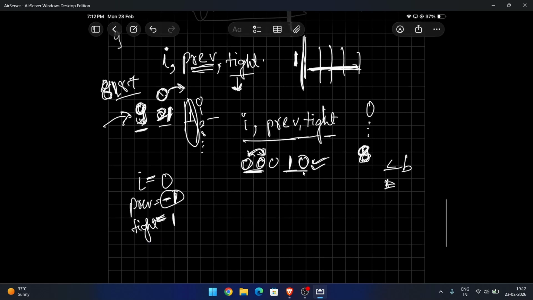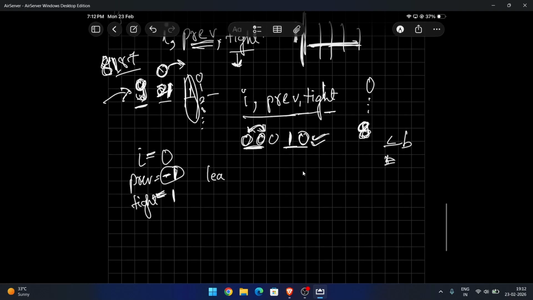So for this condition, we have to add one more condition, that is leading zeros. What will this give us? This will give us how many leading zeros there are in this number. So if the number of leading zeros is 3 and we are at index 4, we can put 0 here because this is valid. We haven't started a number yet.